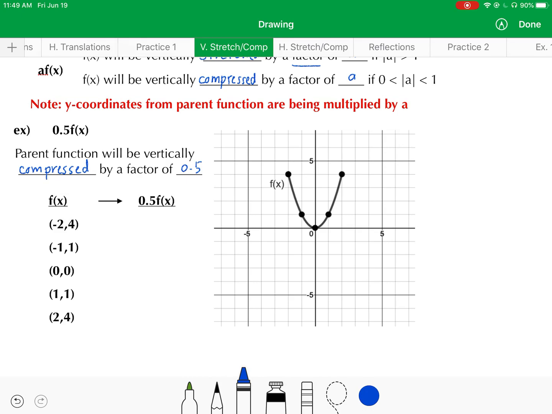And it's again our y coordinates that are being affected here. So to go from f of x to 0.5 times f of x, you're just going to take all of your original y coordinates and cut them in half. Negative 2, 4 will become negative 2, 2. Negative 1, 1 will become negative 1, 1 half. 0, 0 is going to actually stay put. 1, 1 will become 1, 1 half. 2, 4 will become 2, 2. So we plot each one of those.